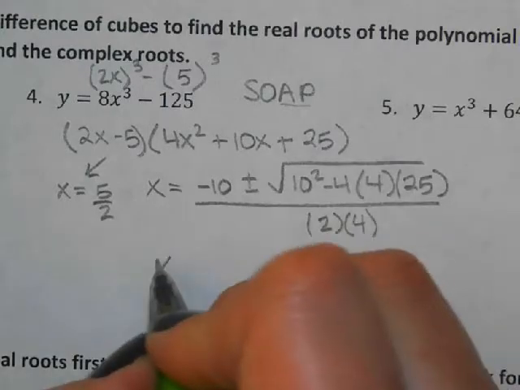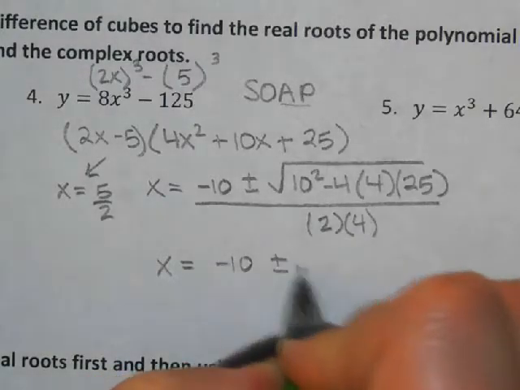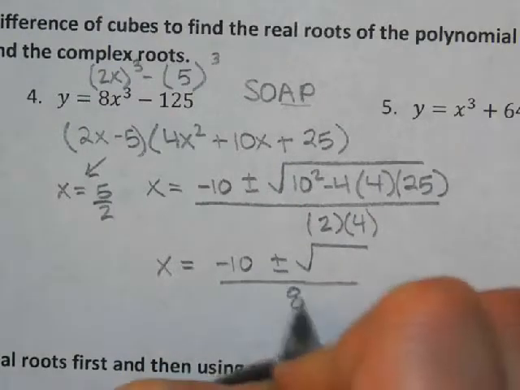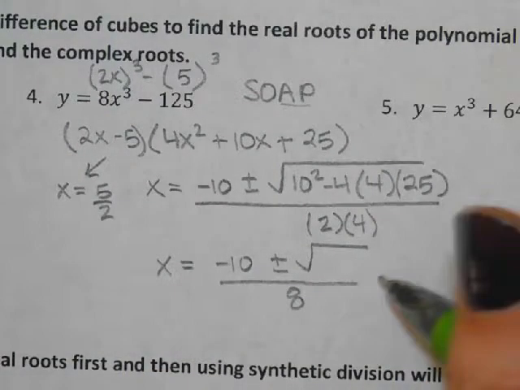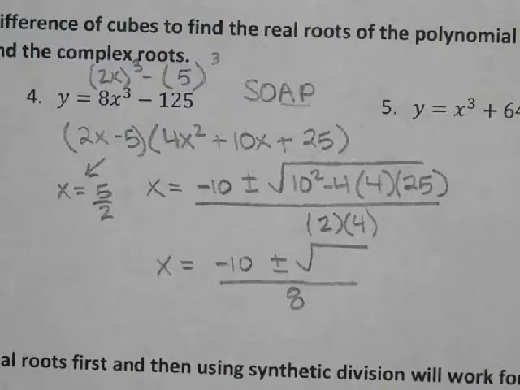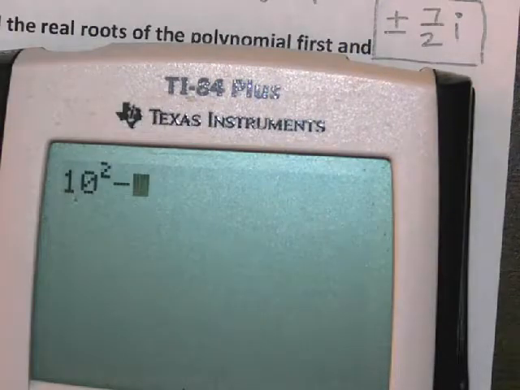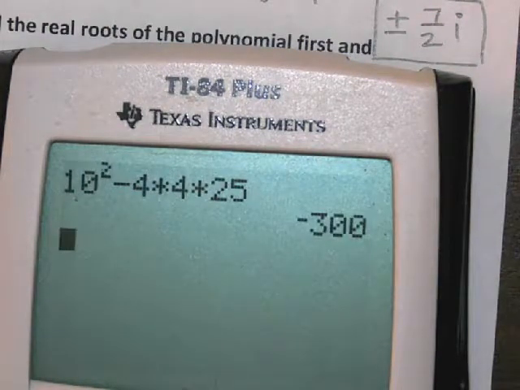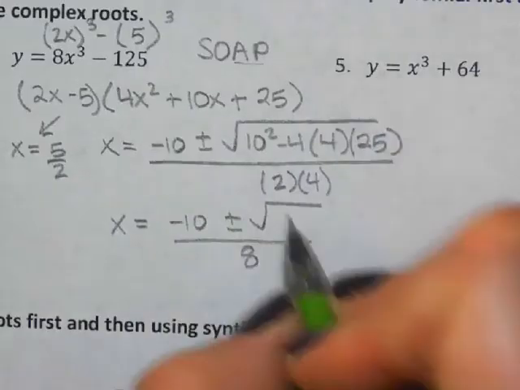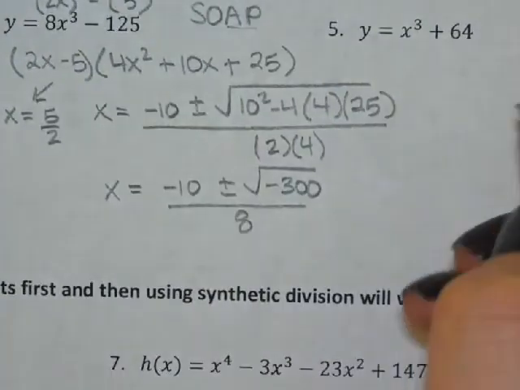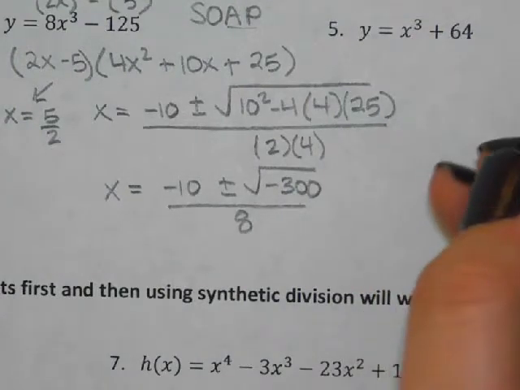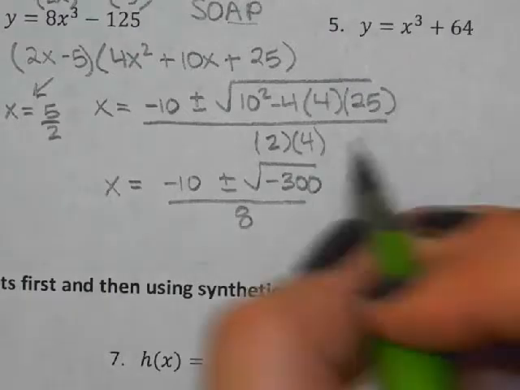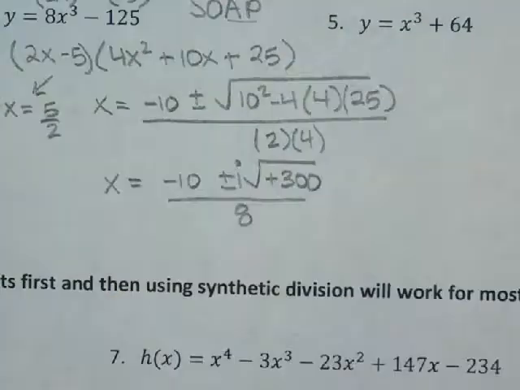Okay, so I have x equals negative 10 plus or minus the square root of something, all divided by 8. Why am I not plugging all of this into my calculator at once? It would give me an error message. Okay, so I'm only going to type in the part that's underneath the square root sign. So 10 squared minus 4 times 25 is negative 300. Okay, so as soon as I see that negative, what do I do? Positive, put an i there, okay?